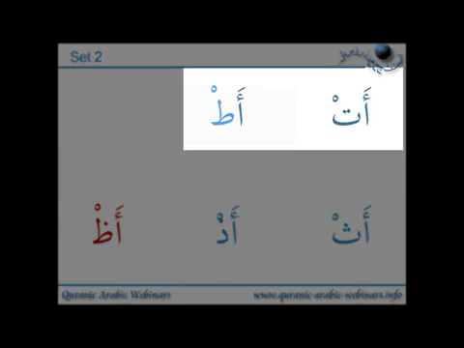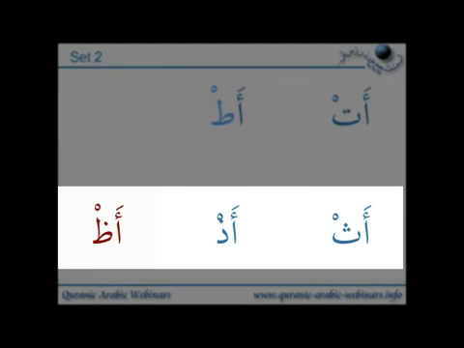The second set then, we have the ta and the ta. Effectively this is a tarqiq versus tafkhim version of the ta sound. The first one is simply "at", and you have to let a little bit of air through your teeth. And the heavy ta is both tafkhim and qalqala, i.e. it's got a slight echo. So we have to differentiate between "at", which is just normal, and the heavy one.